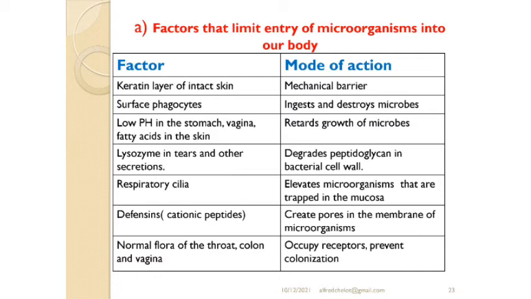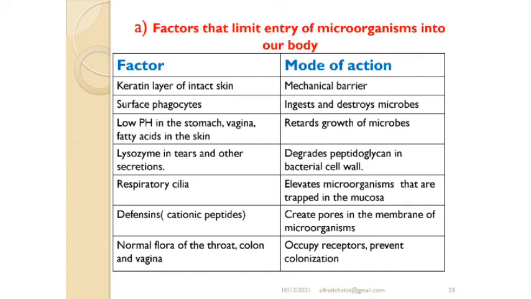Then in the lower respiratory tract, the mucous membrane is covered by cilia, and the movement of cilia propels mucus-entrapped microorganisms from the tracts. The other factor is low pH in the stomach, vagina, and fatty acids in the skin. These are going to retard growth of microorganisms. And it is important for you to know that very few ingested microorganisms, for example, can survive the low pH of the stomach content.